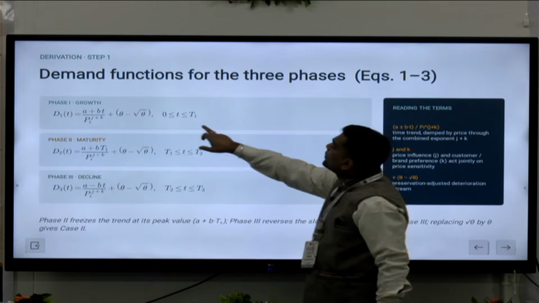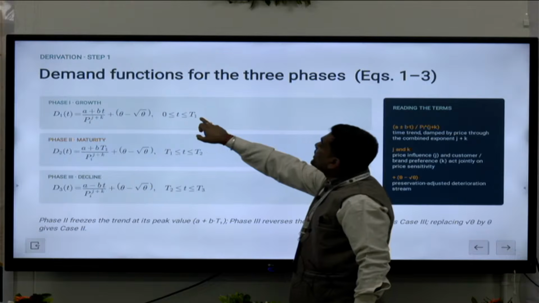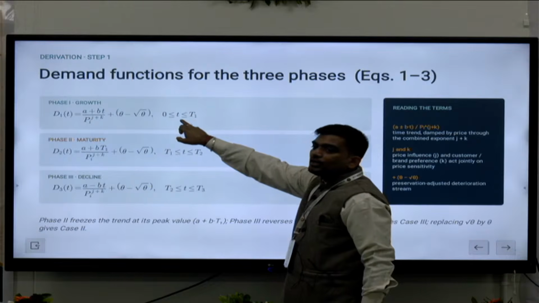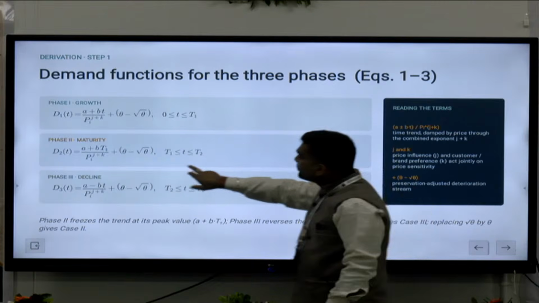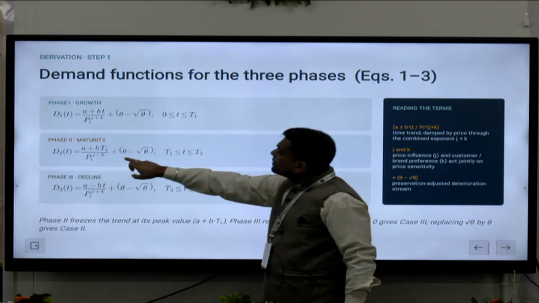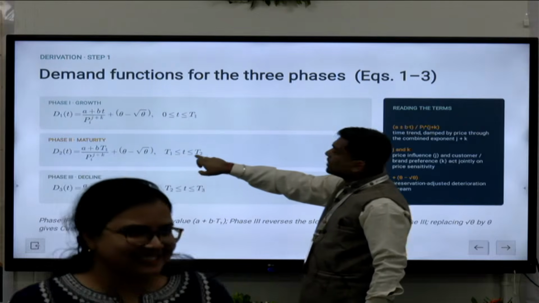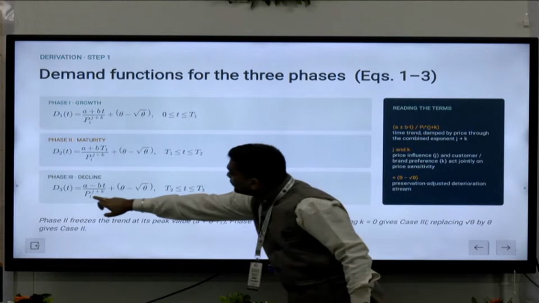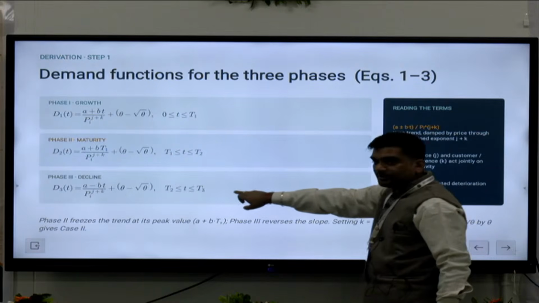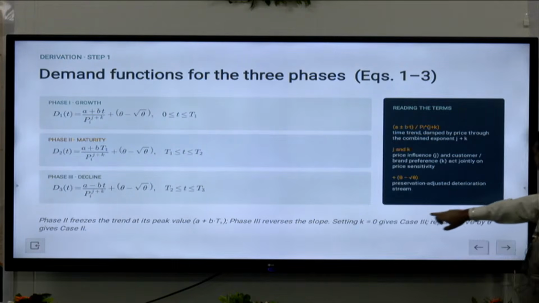It lies in the first phase starting from 0 and ending at T1. Small t is the replenishment period when we reorder the items. Then after that we come to the second phase, with similar things. Now it starts from T1 to T2. Then this is the T3 phase where it is going to decline.